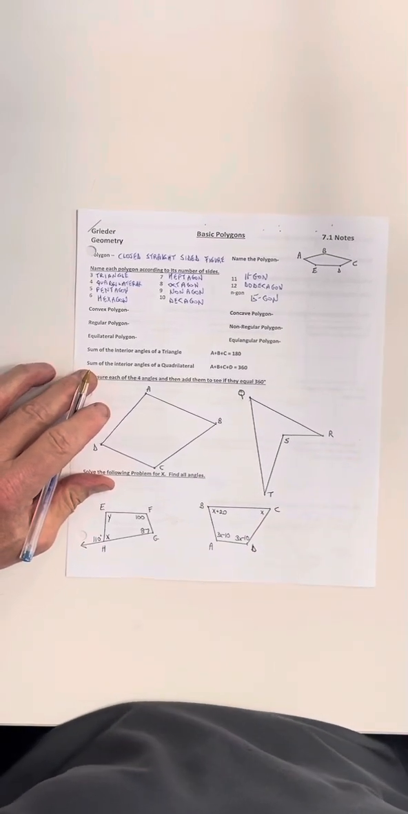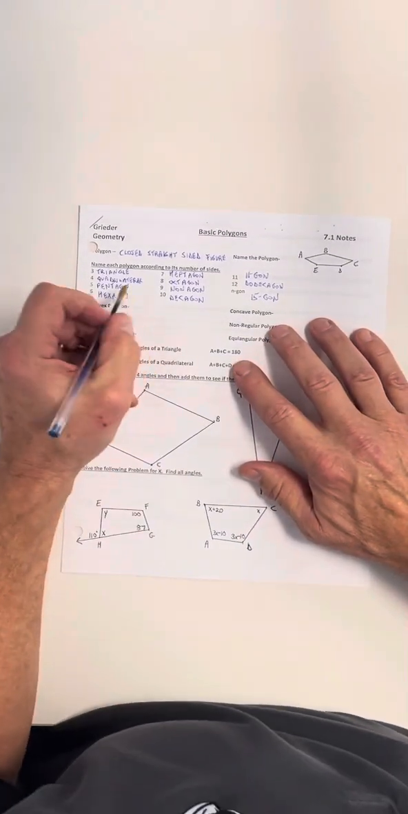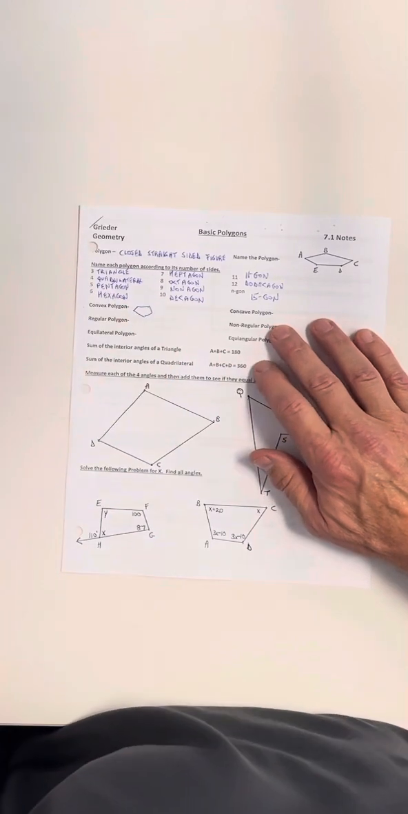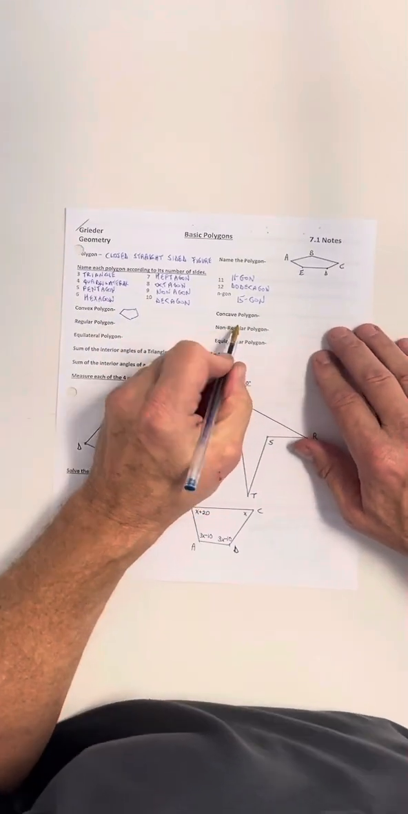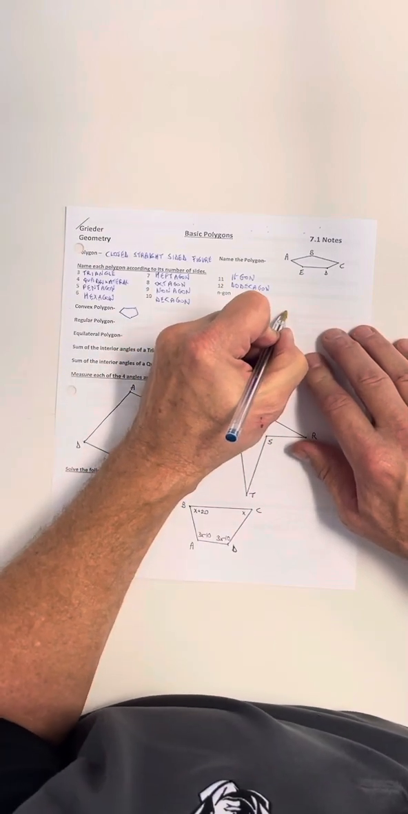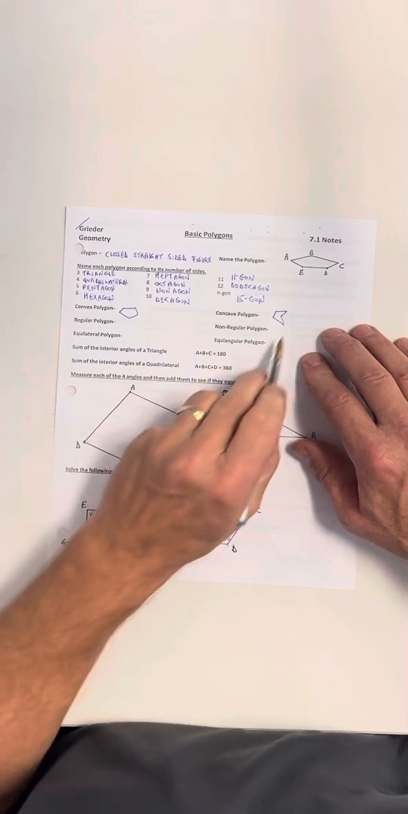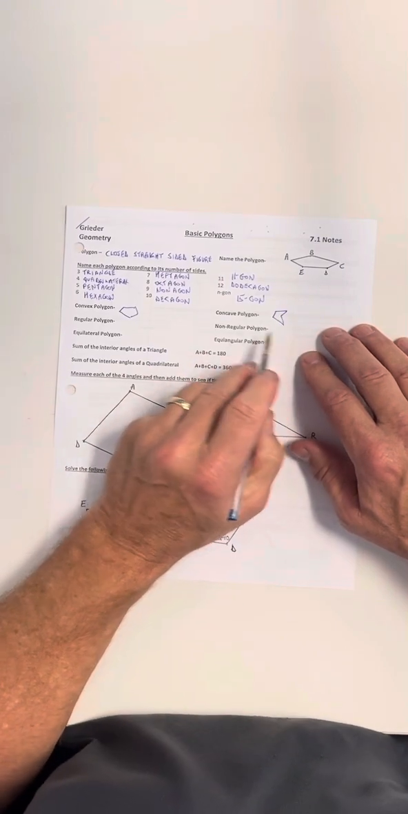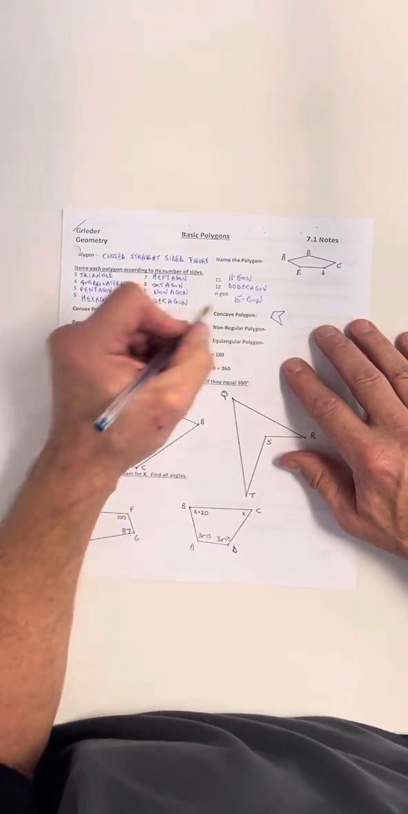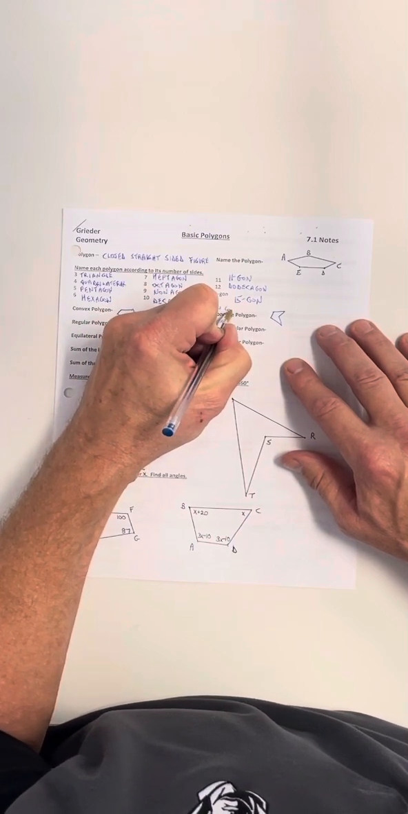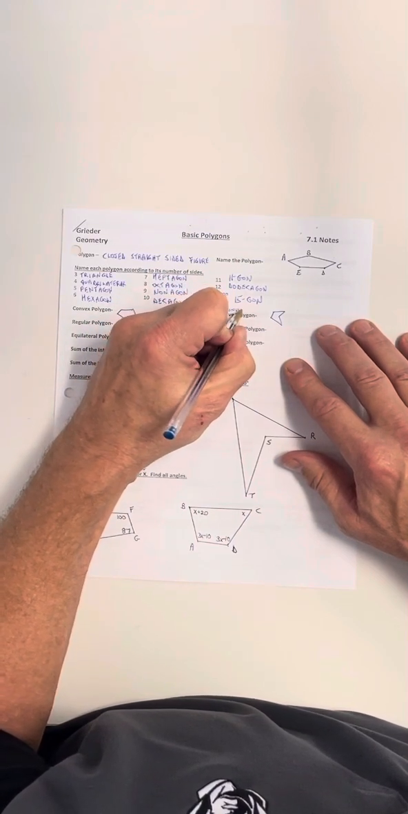Now, a convex polygon is one that looks like this. It has no cave in to it. A concave polygon is one that looks like this. At some point, it caves back into it and forms what I call a cave effect. The other name for concave is non-convex. Sometimes the book goes by non-convex.